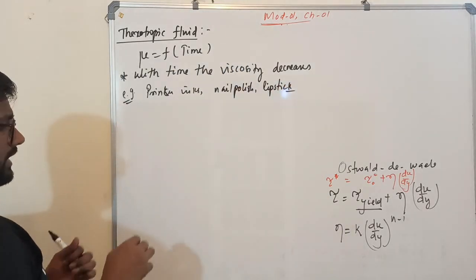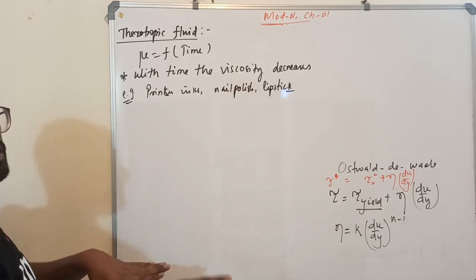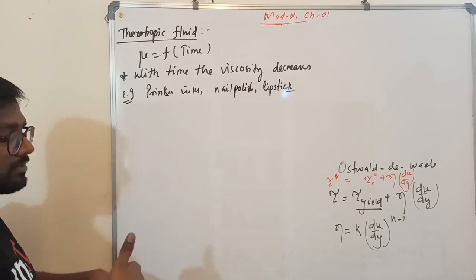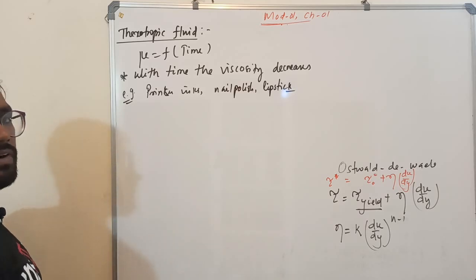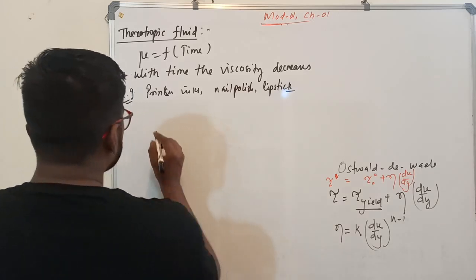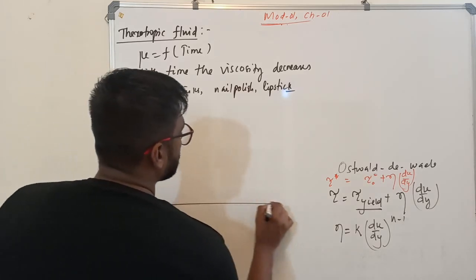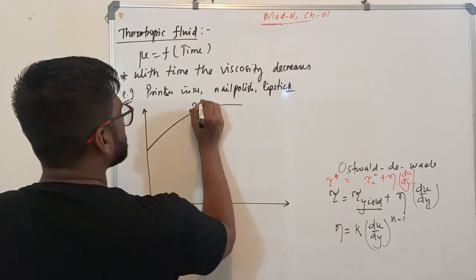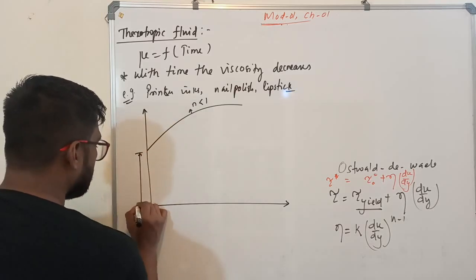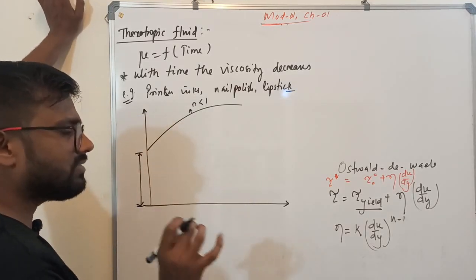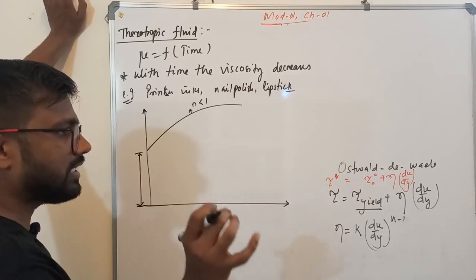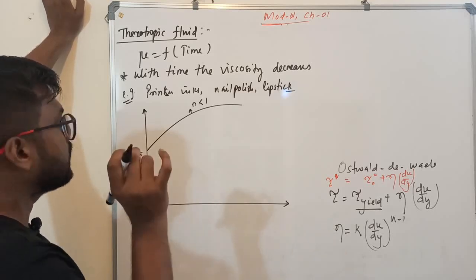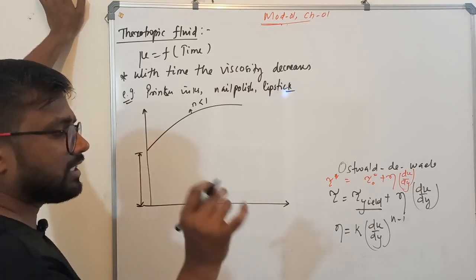Okay, see, you take your nail polish, apply it, leave it for some time. To glow, it needs some time. After some time, the viscosity decreases, then only you will find the glossy finish of your nail polish. If you draw the graph, how will it be? It will be like this. Here, n is less than 1. Shear thinning. Very simple. Viscosity increases with force, shear thickening. Viscosity decreases with force, shear thinning. With time, viscosity decreases, thixotropic. With time, viscosity increases, rheopectic.